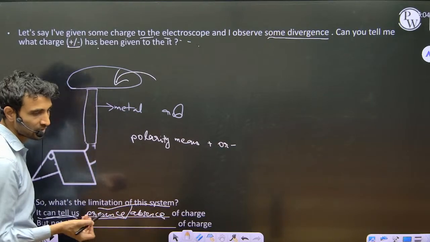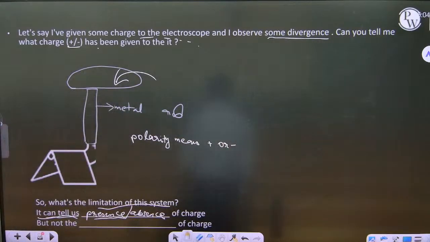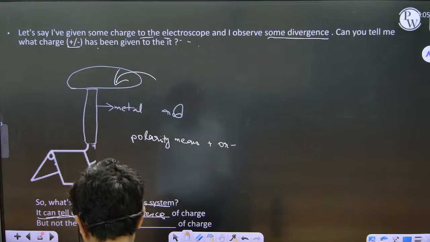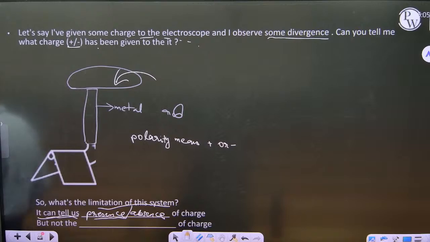How can it tell absence? If there is no divergence in the metal sheet, that means no charge has been given, and I can say the charges are absent. On the other hand, if there is presence of charge, there will be divergence. So it can tell us whether I have given some charge or I have not given some charge. That information it can give me. Okay? So that we know.